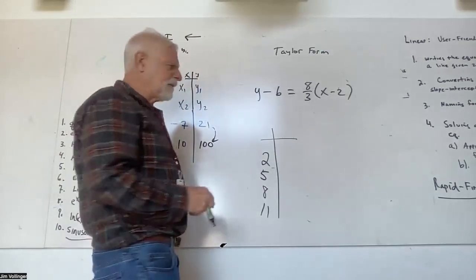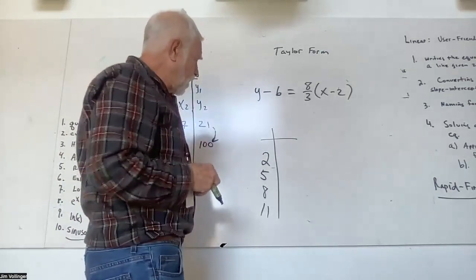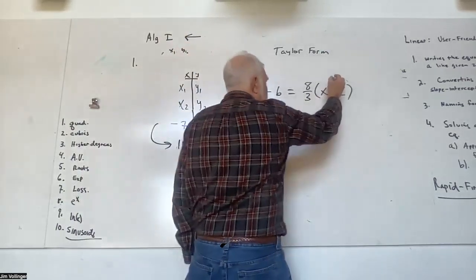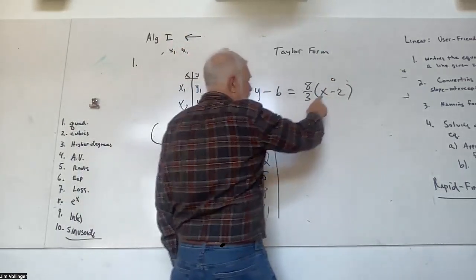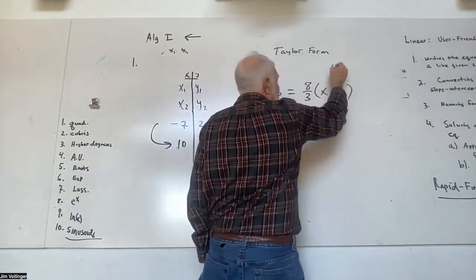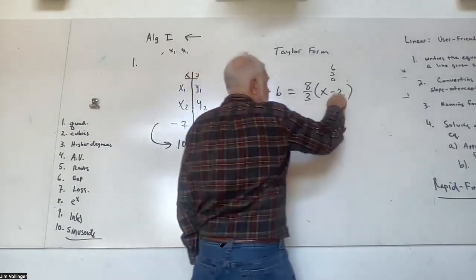I gotta be careful with those fingers. All right, so why are we picking these numbers? Well, if you put 2 in parentheses, you get a 0. If you put 5 in, 5 minus 2 is 3. If you put 8 in, 8 minus 2 is 6. If you put 11 in, 11 minus 2 is 9.